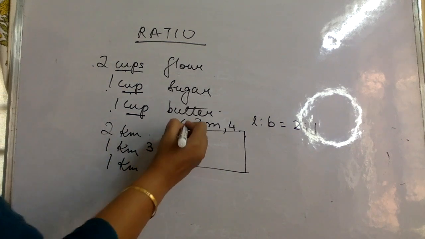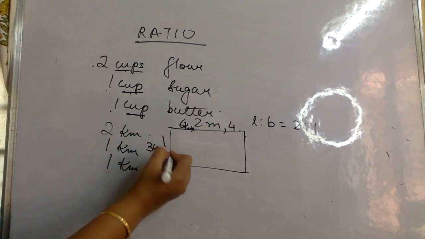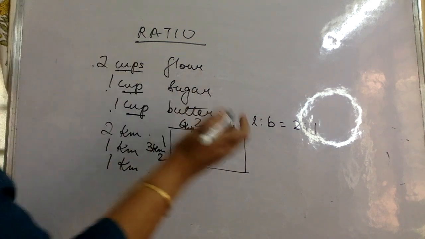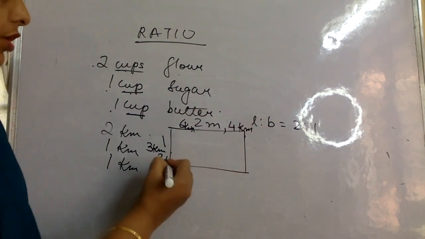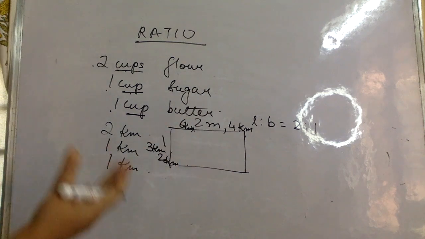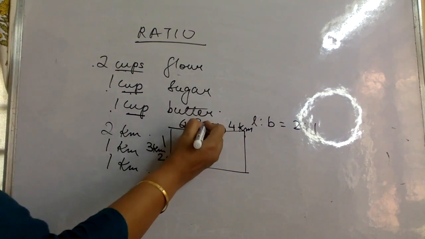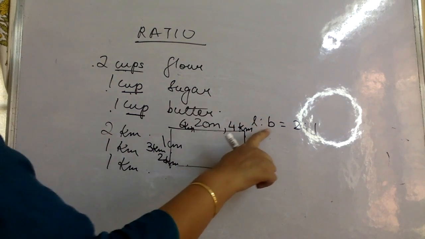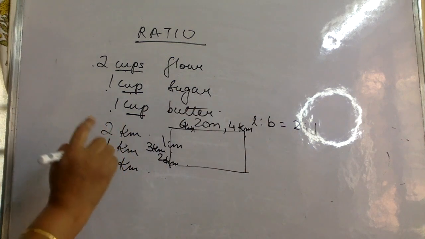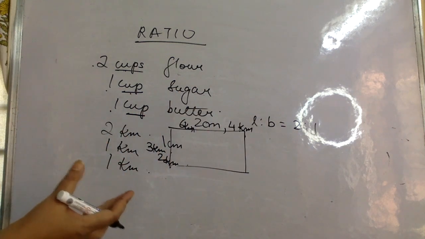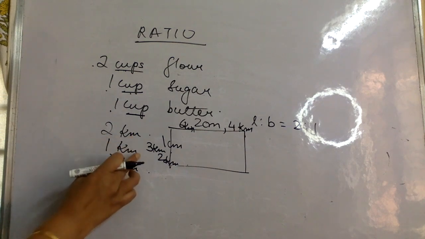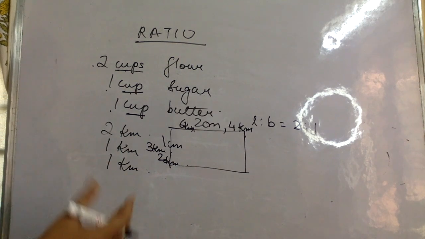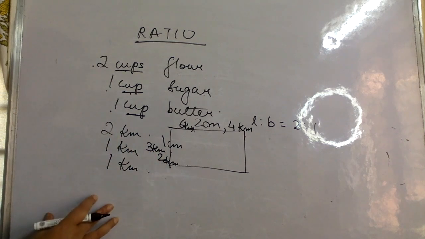But remember one thing, if I take 6 kilometers, then this has to be 3 kilometers. If I take 4 kilometers, then it has to be 2 kilometers, or even centimeters. If I take 2 centimeters, then it is 1 centimeter. Then the ratio of the length to breadth becomes 2:1. So this is what ratio means. Remember, we always have to take the unit the same, only then we can get the ratio of a particular matter.